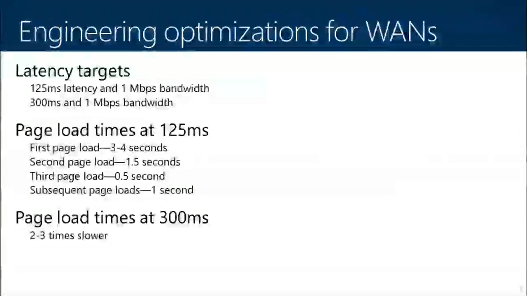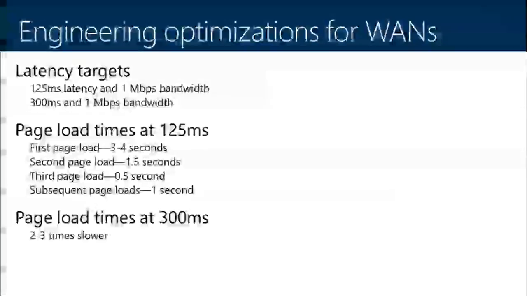The page load times at that 125 milliseconds of latency, which is latency typically across the continental US or between closer continents, for the first page loads were around 3 to 4 seconds. Second page loads were much quicker. And then page load times at 300 millisecond latency were about 2 to 3 times slower because of latency.